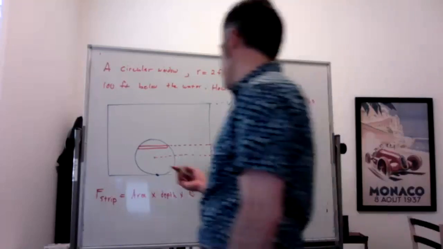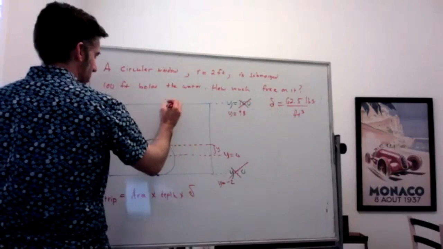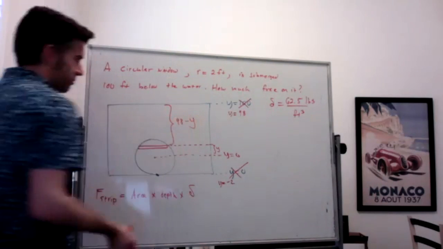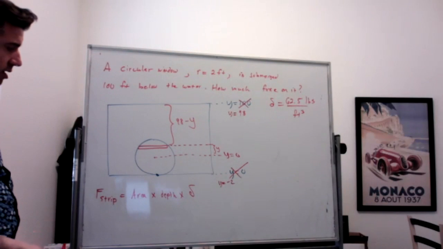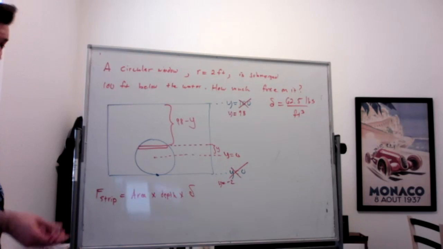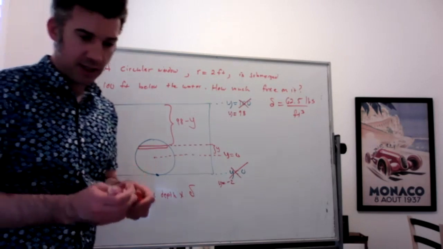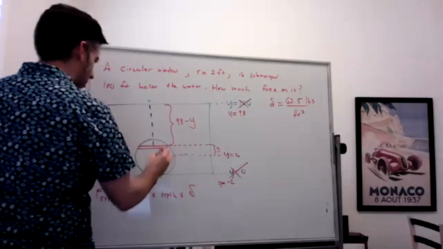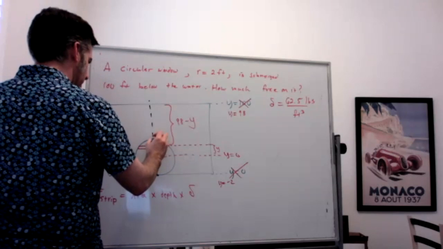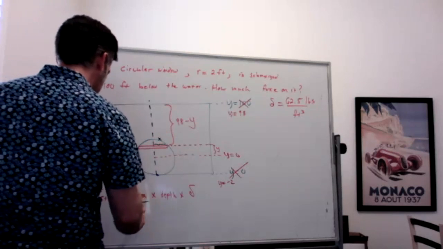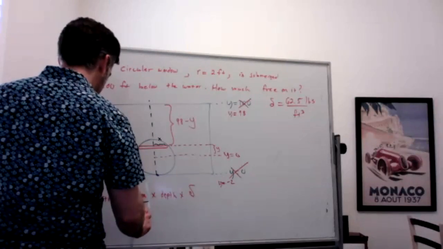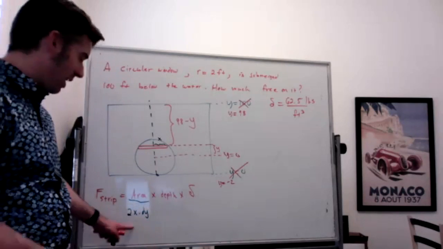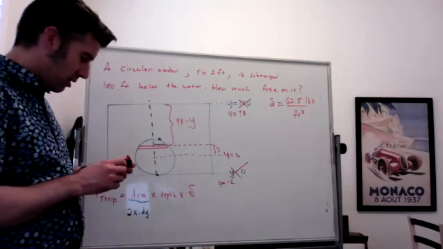Well, the depth of the strip is easy. The depth of the strip is just 98 minus y. The area is a little bit challenging. So I'm going to do the same thing I did before. I'm going to cut this down the middle. I'm going to say that this length here is x, and my area is going to be 2x times dy. But of course, that's problematic. I want y's, not x's, if I've got dy. So I'm going to write an equation.